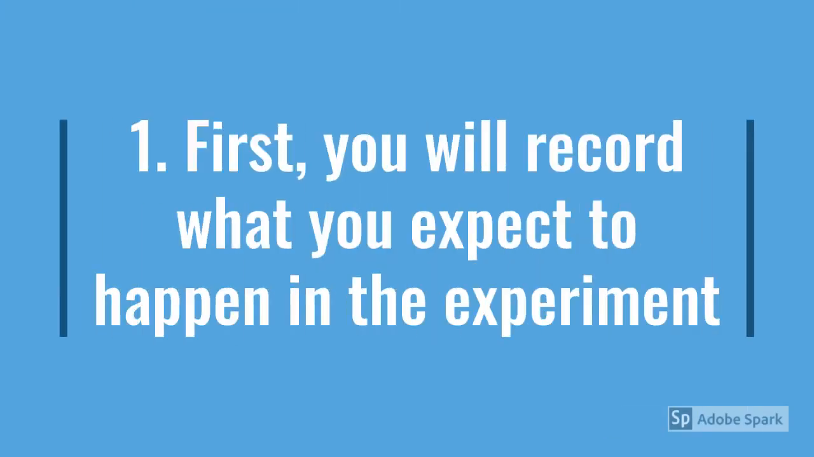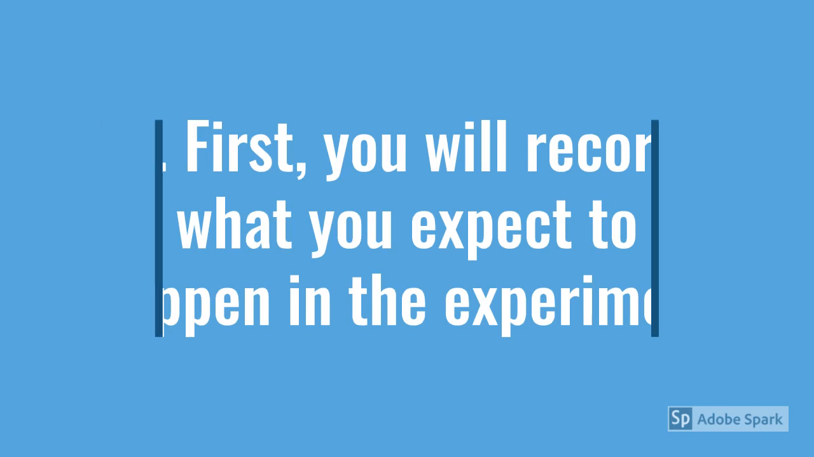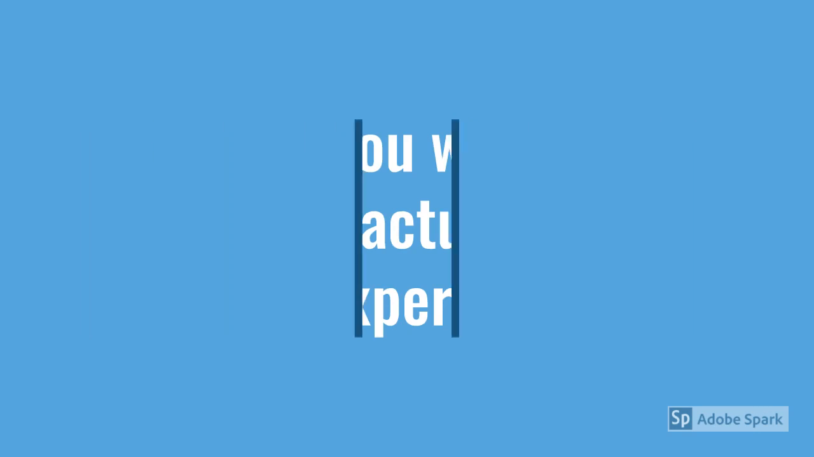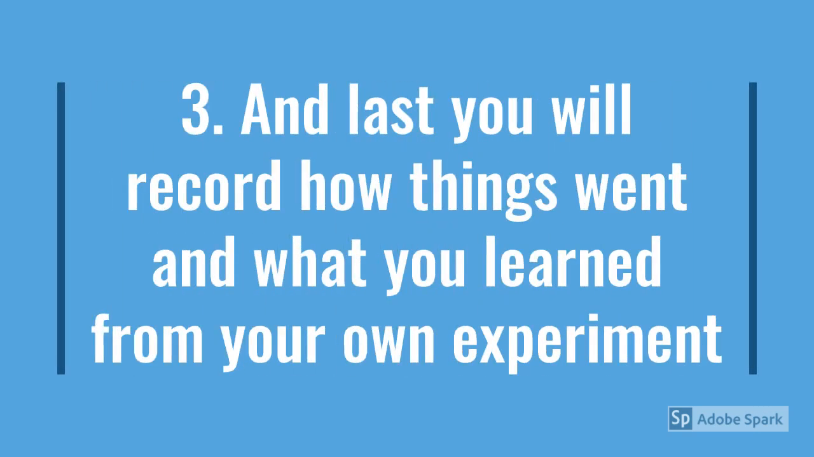Will the little car go farther off the ramp on carpet or on bare floor? First, you will record what you expect to happen in the experiment. This is called a hypothesis. Then you will record what you actually do in the experiment. This is called a procedure. And last, you will record how things went under your observations and what you learned from your own experiment.